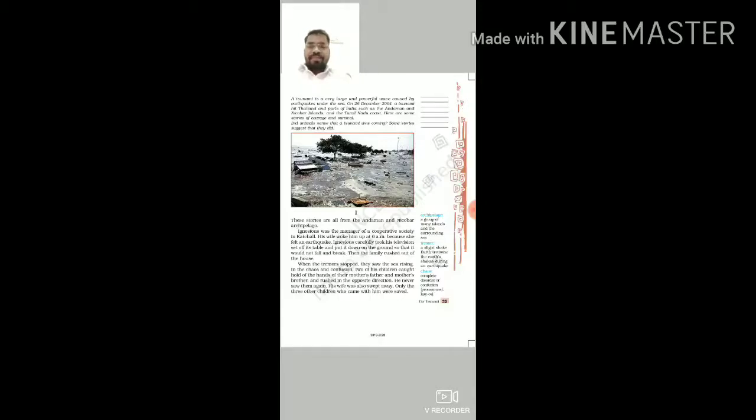See, here property is more important than life. Then the family rushed out of the house. So first he took care of his television set, then he rushed out. All the family rushed out of the house.